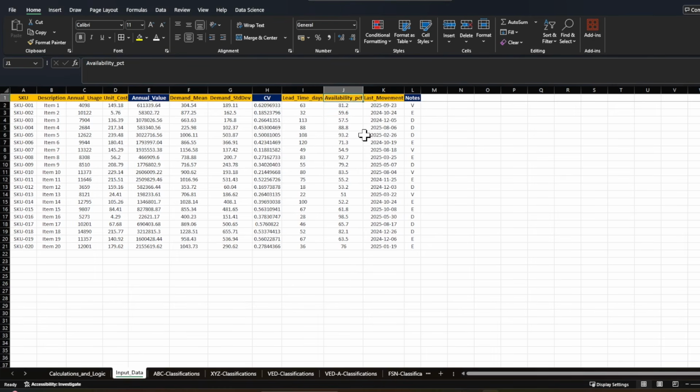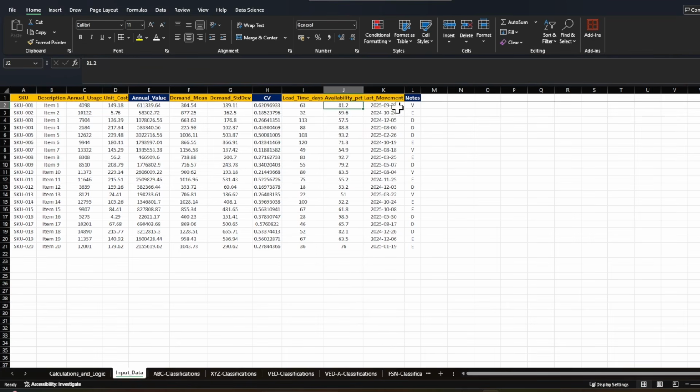How are you going to get this data? If you are getting it upfront, that is good. If you are not able to get it, then you can use the OTIF percentage, on time in full. If you are able to get that data for a particular item at a particular location, then you can use it here in terms of availability.